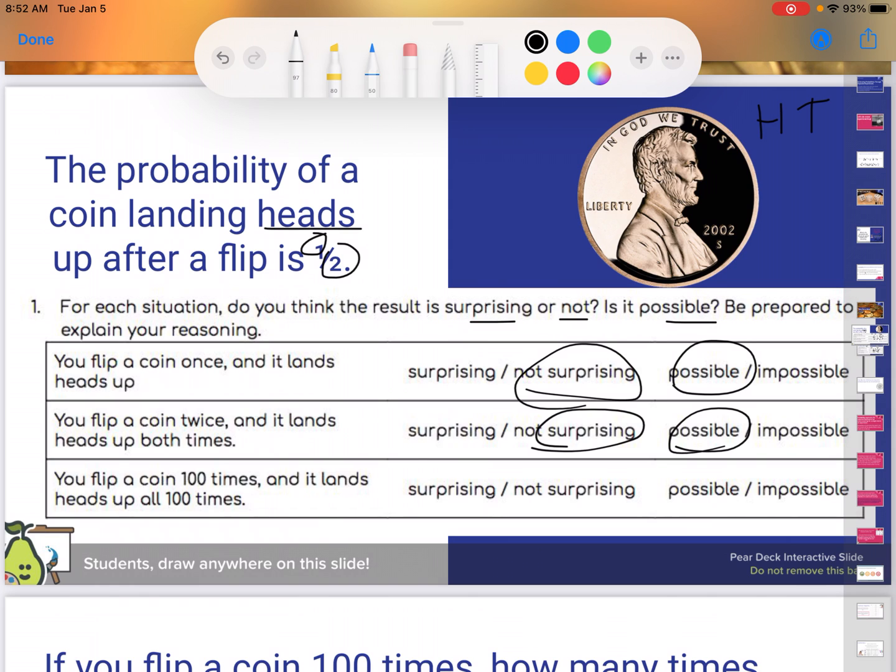You flip a coin 100 times and it lands heads up all 100 times. Now that's pretty surprising. But is it possible? Yes, it's not impossible for the coin to be heads up. Now is it likely? Is it certain? Is it even equally likely? No. It's unlikely that that would happen, but is it possible? Yes.